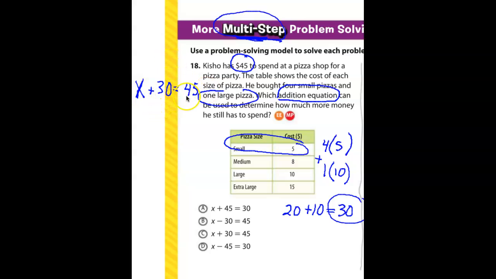And if I wanted to go ahead and solve for that, then I'm going to do what with this number 30? Answer that for me, please. Exactly. We would actually subtract 30 from both sides, and X is going to be equal to, what is 45 minus 30? That's exactly right. X is going to be equal to $15, which is not what they asked us to figure out. But if I come down here, X plus 30 is equal to 45. The answer is actually going to be C. That's the addition equation that we would use to begin to solve the problem.